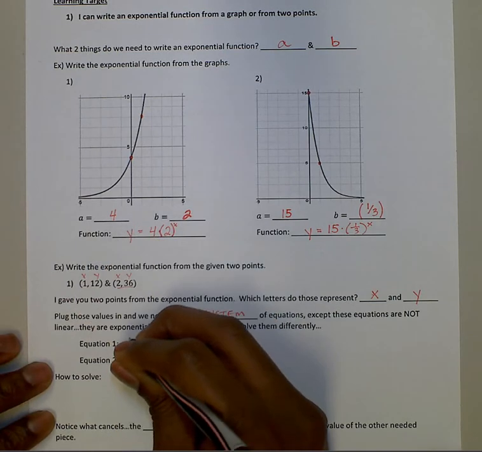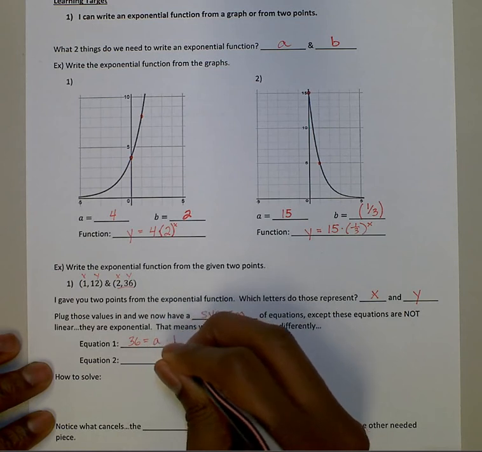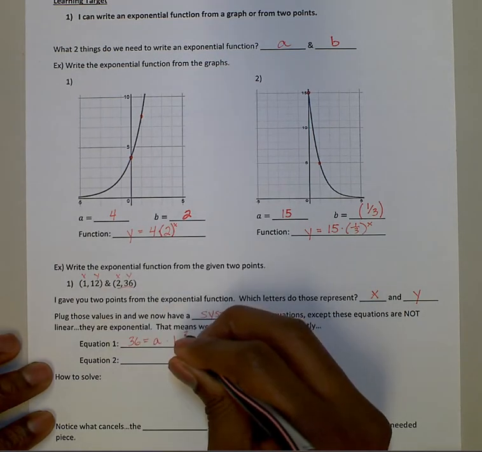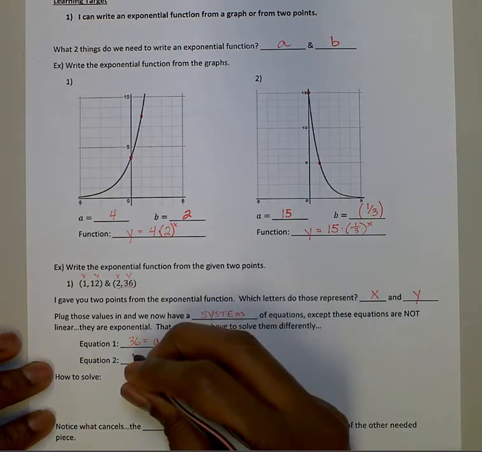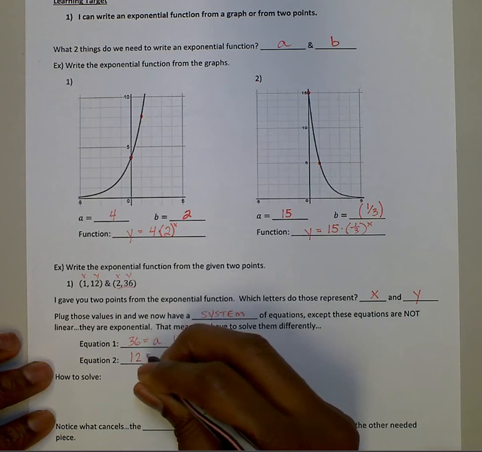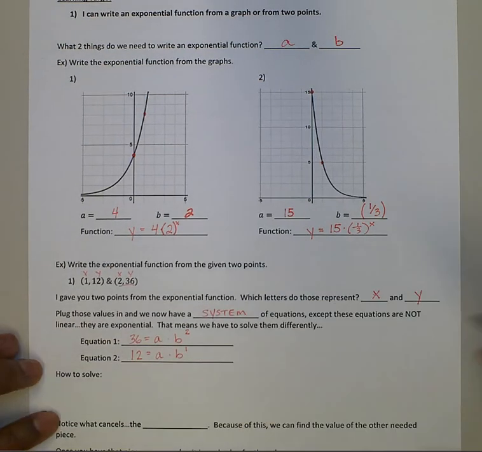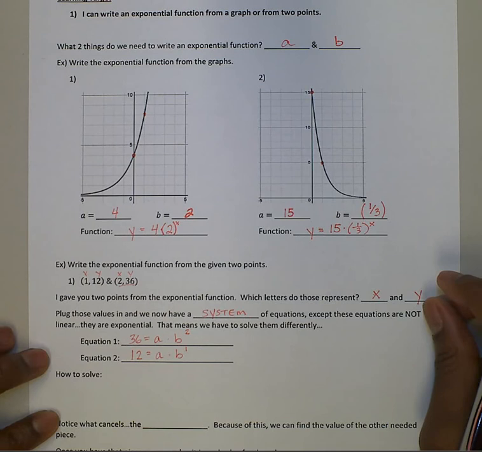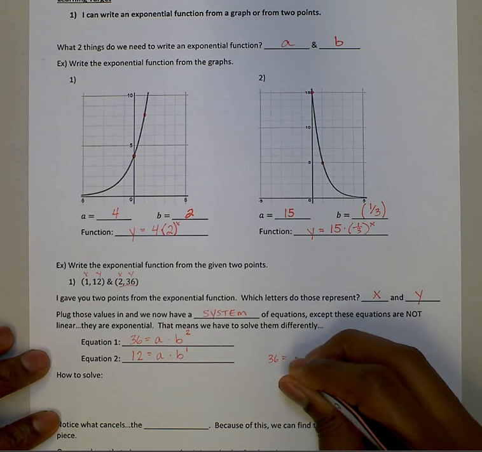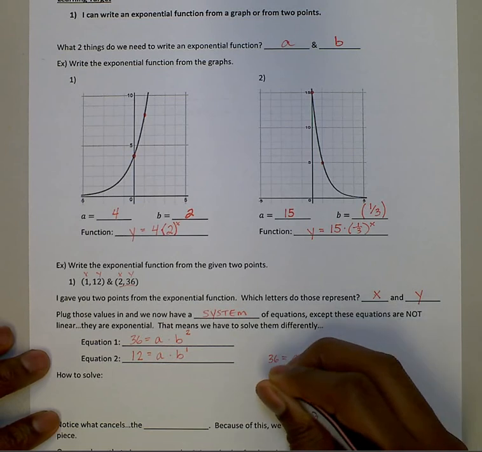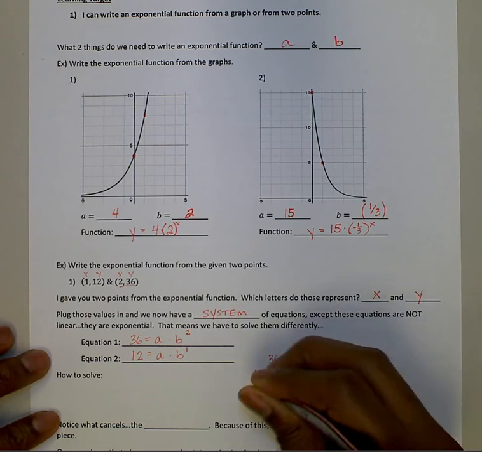So y, which is 36 in this case, equals a times b, I don't know what those are, to the x. Okay, x is 2. I'll do the same thing with the other equation, which is 12 equals a times b to the x. Alright, so now I have a system. 36 equals a times b squared. I'm going to write this as a system, put a line between it here.